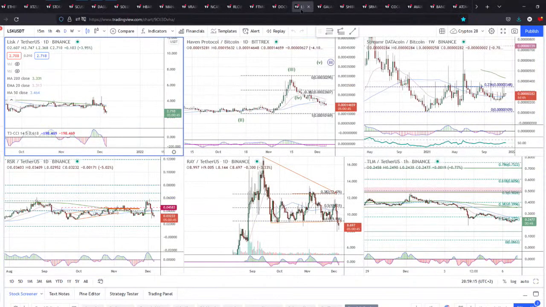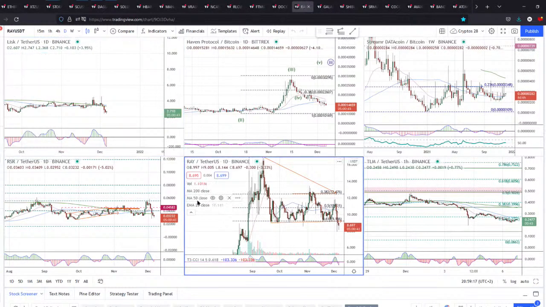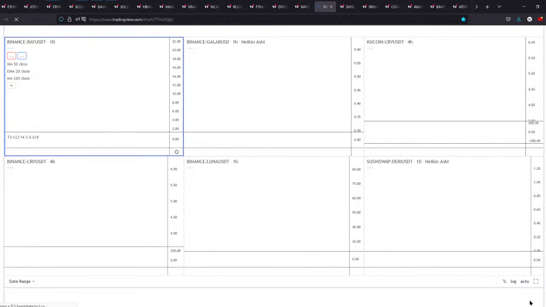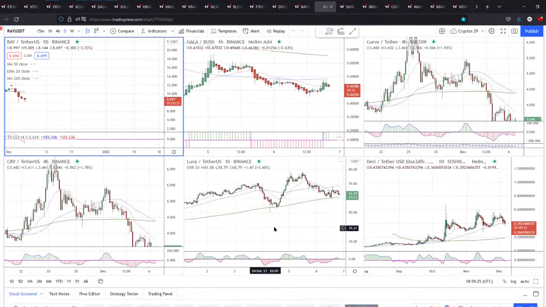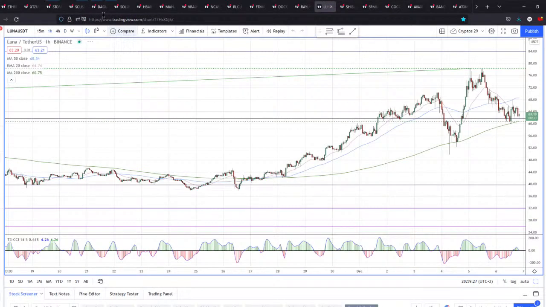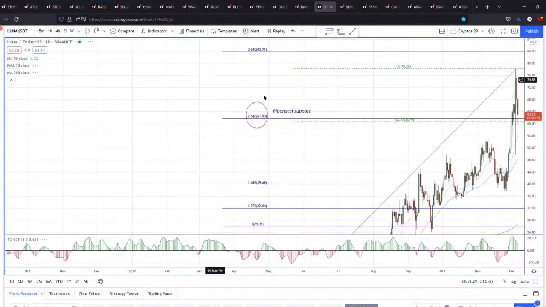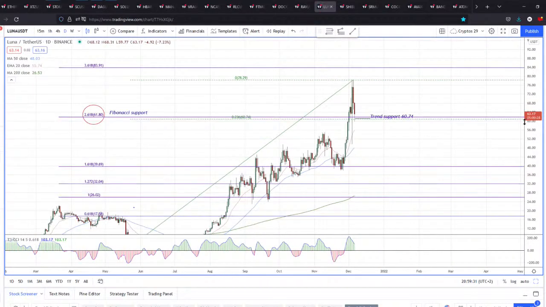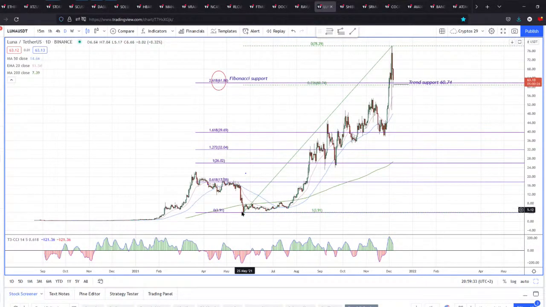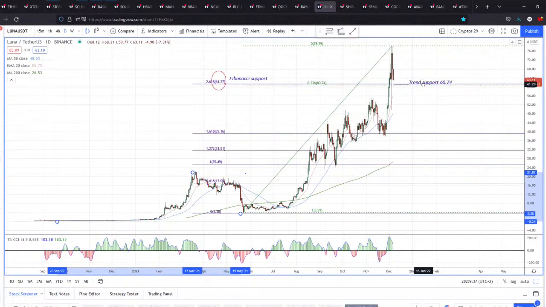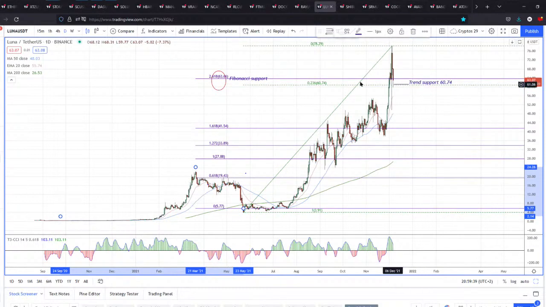Luna. Luna didn't care about the sell-off, did it? Well, I suppose it did, but not like... Here's Luna. So on the daily, for this big swing, I put the 236 fib on. So this would be my trend support. And that came in at 60.74.